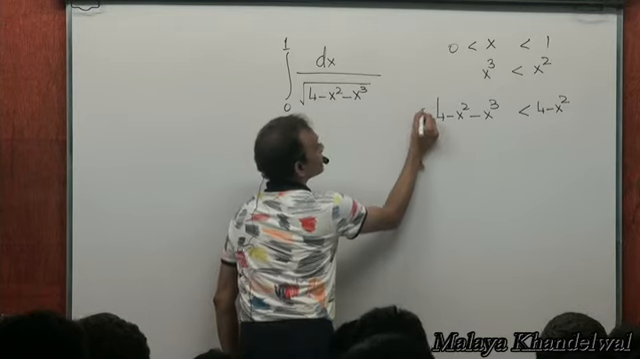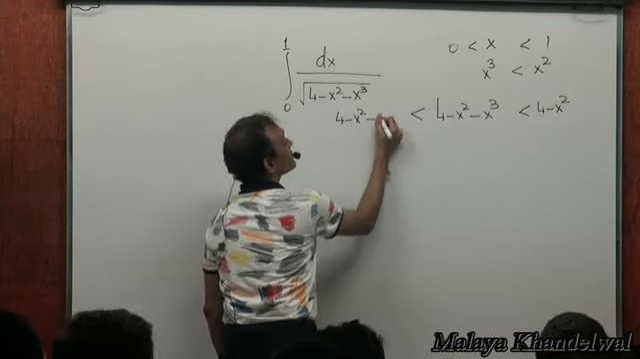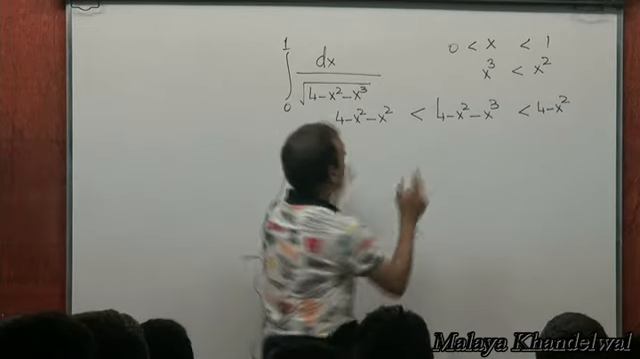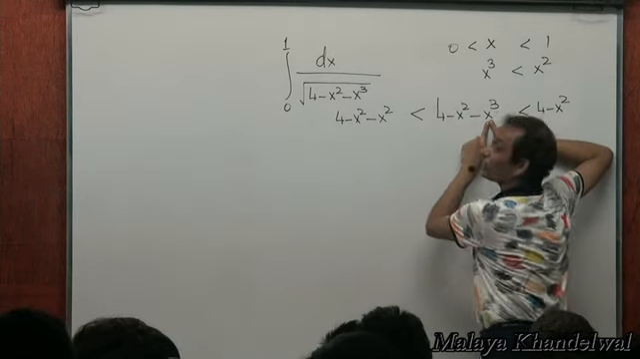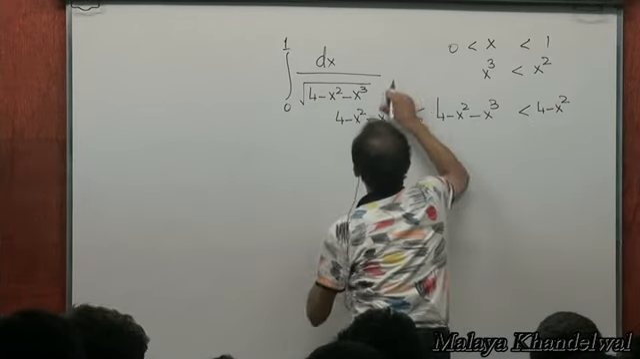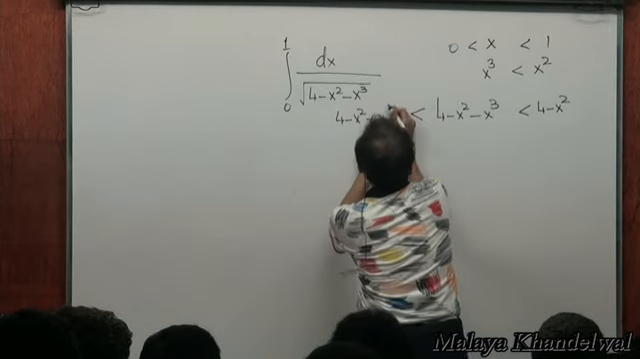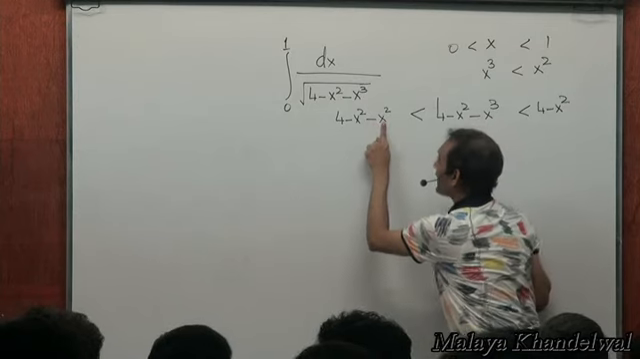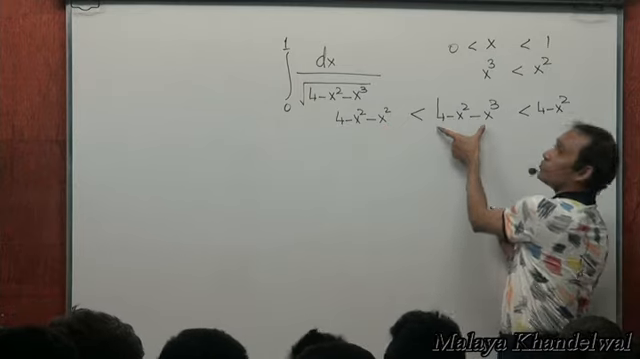But can I say that it's greater than 4 minus x squared minus x squared? Because if I compare these two expressions, subtracting x cubed is like subtracting a smaller number, and subtracting x squared is like subtracting a bigger number. So if I subtract a bigger number, I'll get a smaller number, isn't it? So this must be smaller than this.